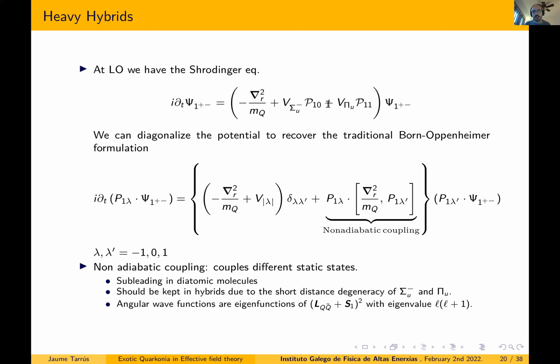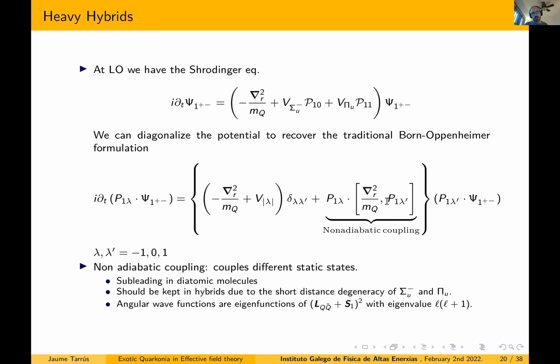So what you have here is that the different components are mixed through these potential matrices. One can diagonalize the potential matrix and recover the traditional Born-Oppenheimer formulation, and this is done by acting onto these fields with the projection vector, basically changing from a basis of the spin in the Z direction to a basis in the R direction. And this is what one obtains. So now the potential matrix is diagonal, but the price one is paying is that this kinetic operator now does not commute with this projection vector.